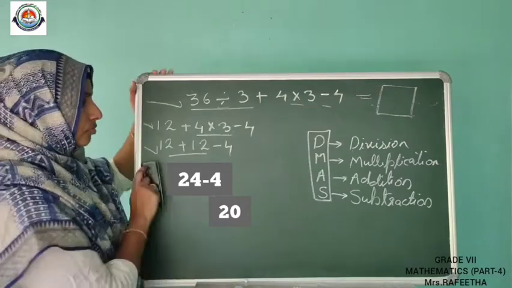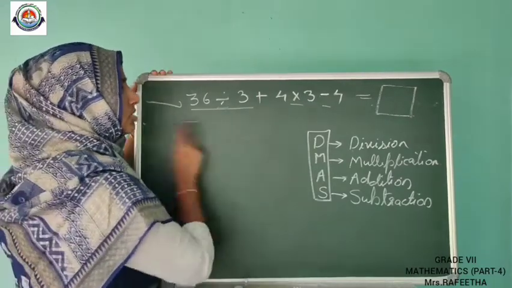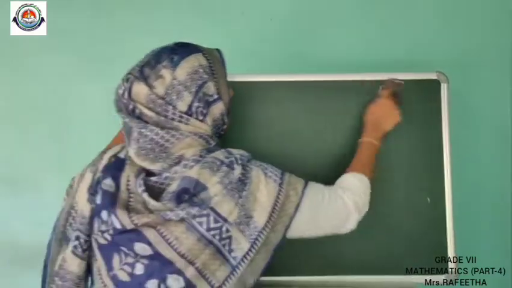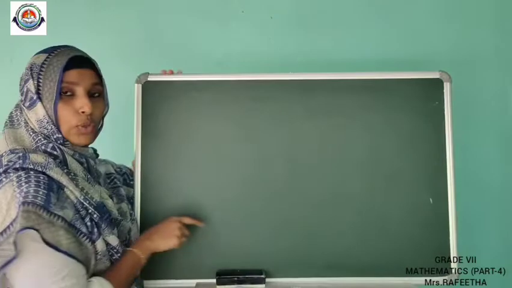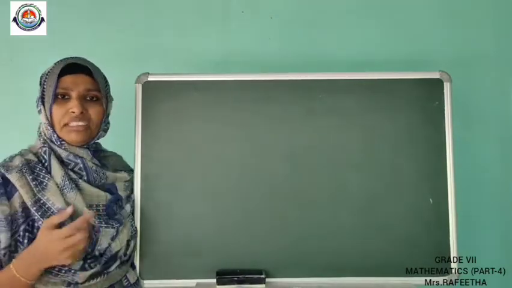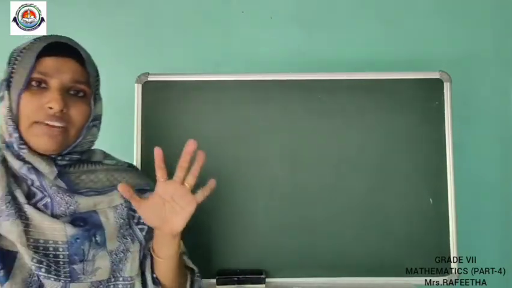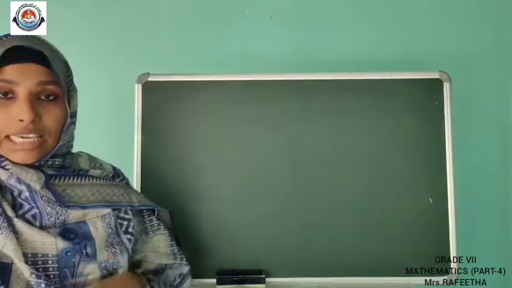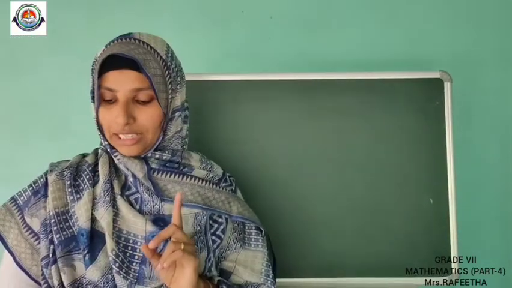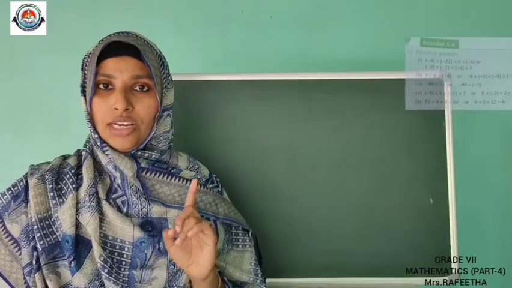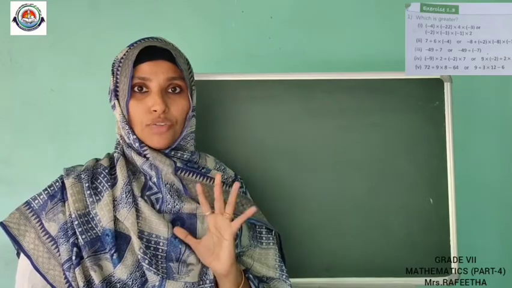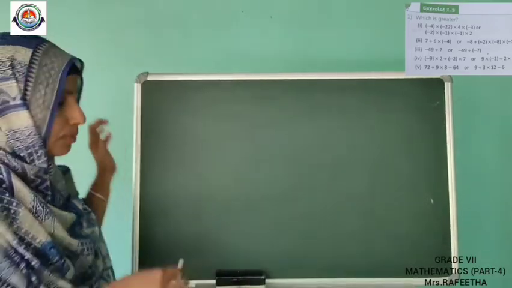Okay, so in your textbook itself there is a question. In your textbook, exercise 1.3, first question, we can do. But they didn't give the numerical expression for solving directly. Instead of that, they asked which is greater. So in exercise 1.3, first question, which is greater? Among that, we can do the last sub question, the fifth sub question. Okay, what is the fifth sub question?